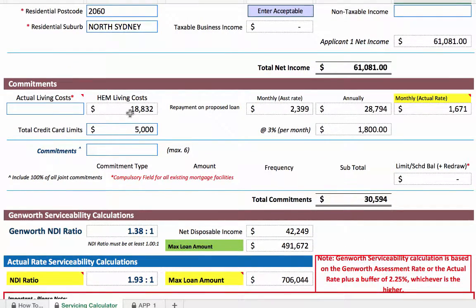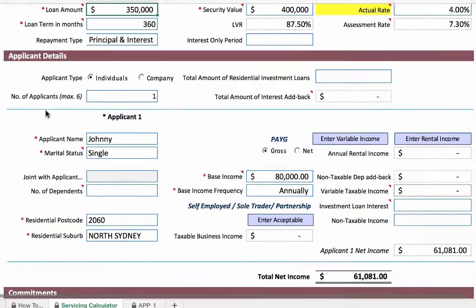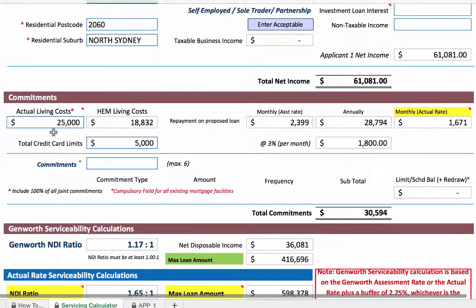This is the minimum living costs that Genworth will use. We actually have to get the borrower's living costs as well. So let's assume that we've spoken to Johnny, we've gone through his scenario, and he has $25,000 a year in living costs. That overrides the 18,000 because it's higher. If it was less than 18, we'd be using the 18,832, but because I put 25 in, that's the amount that's going to be used.